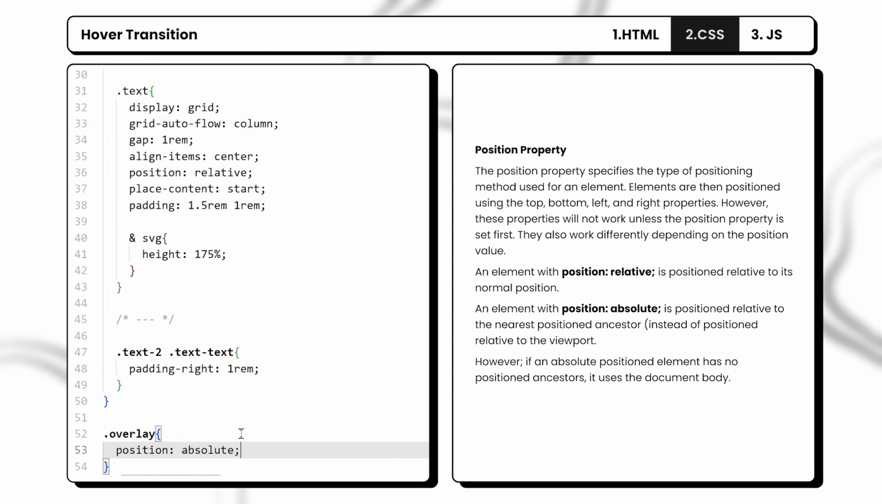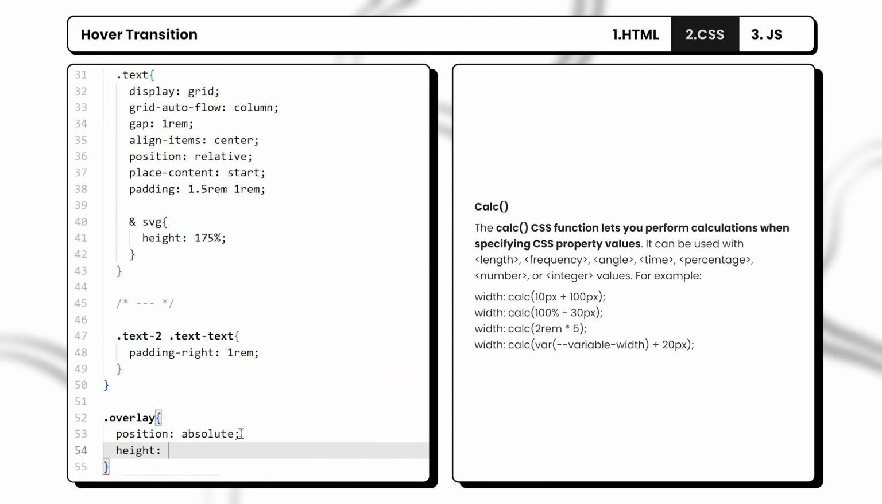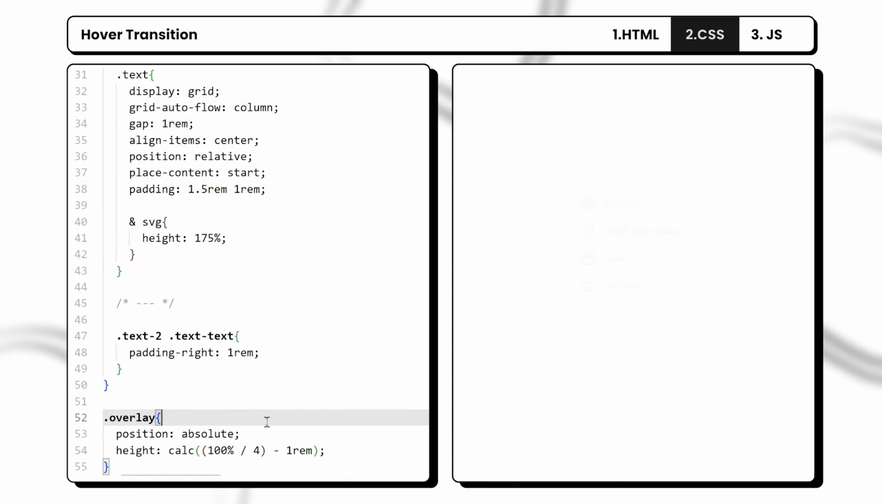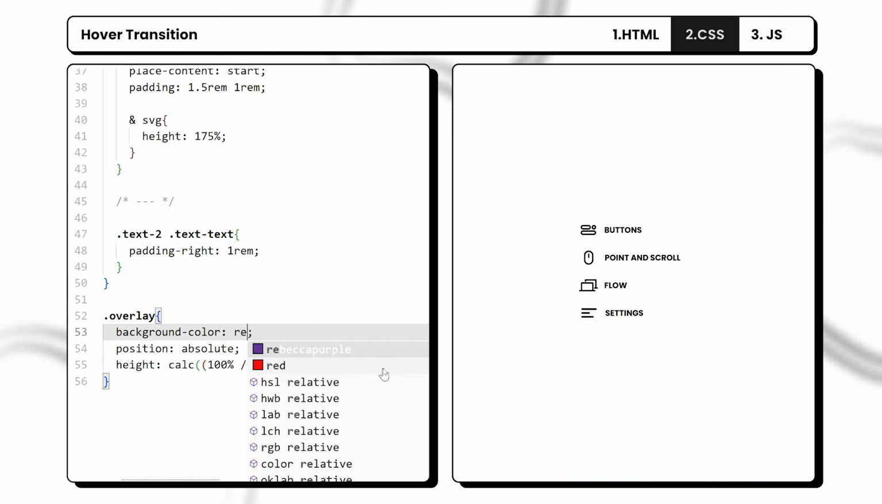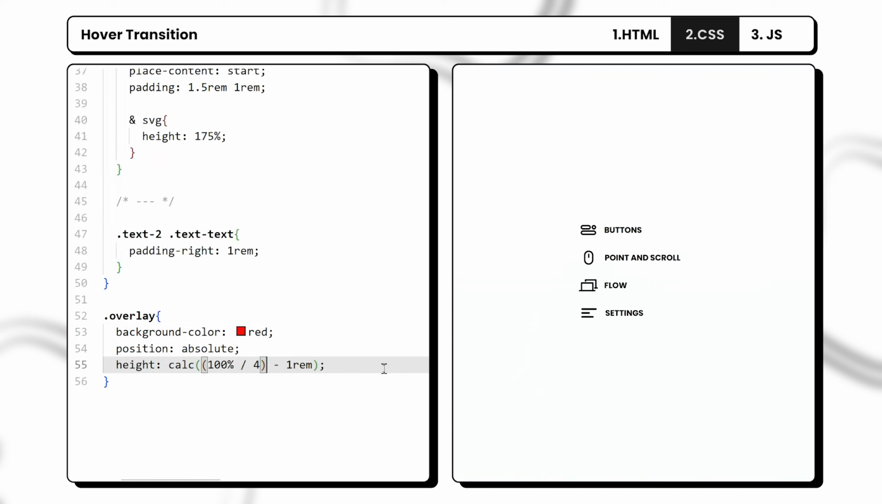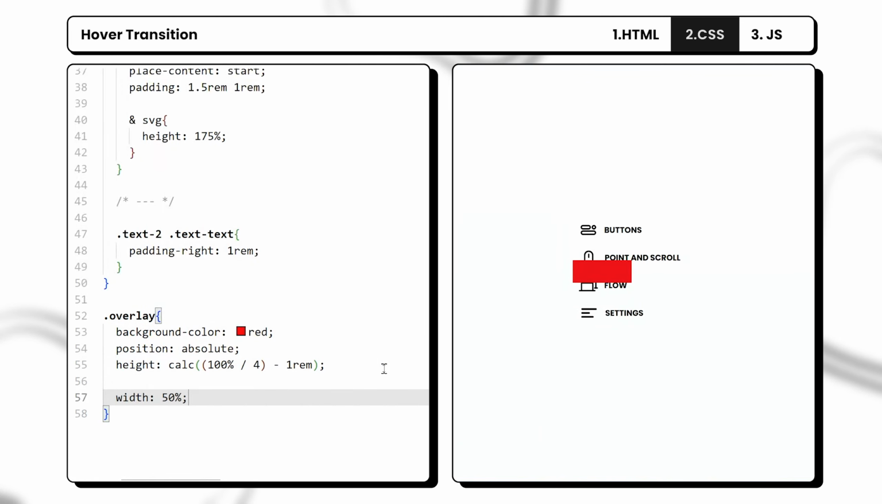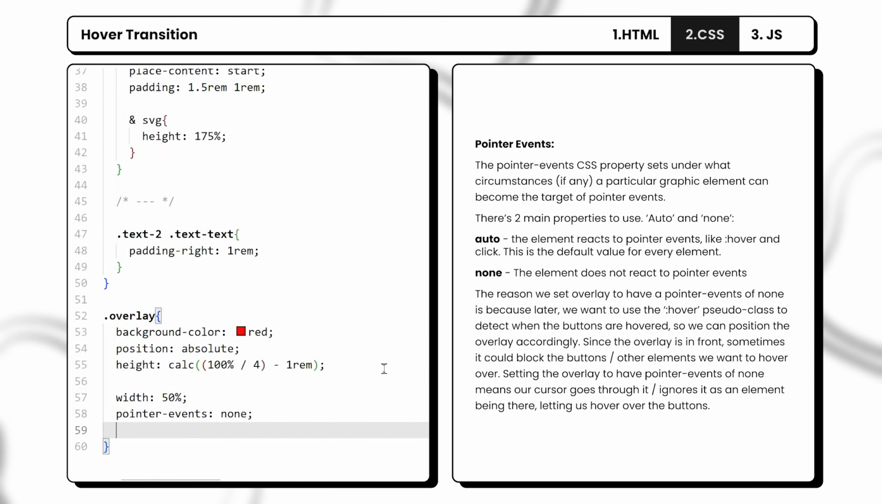We will add position absolute, a height of calc 100% divided by 4, and then we will close this and do -1 rem. And let's also do a background color of red so we can see it. But we will also need to add a width of 50%. Then we will add a pointer event of none, display grid, then place content to center.